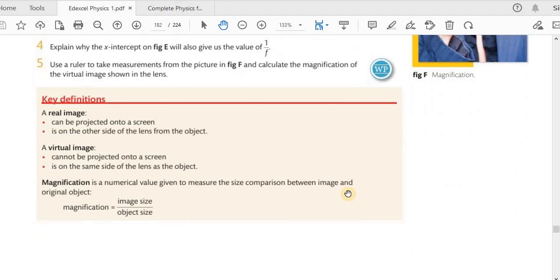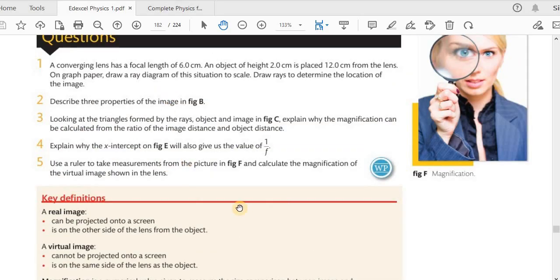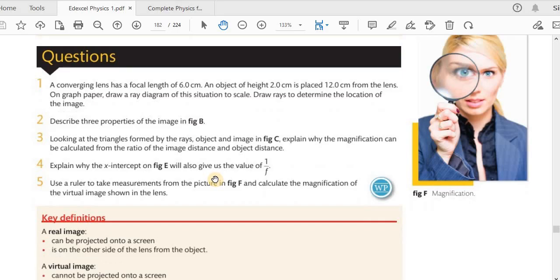Alright, so we have come to the end of that. Make sure you answer all these questions and check the answers at the back of the book, so that you know you did them correctly.